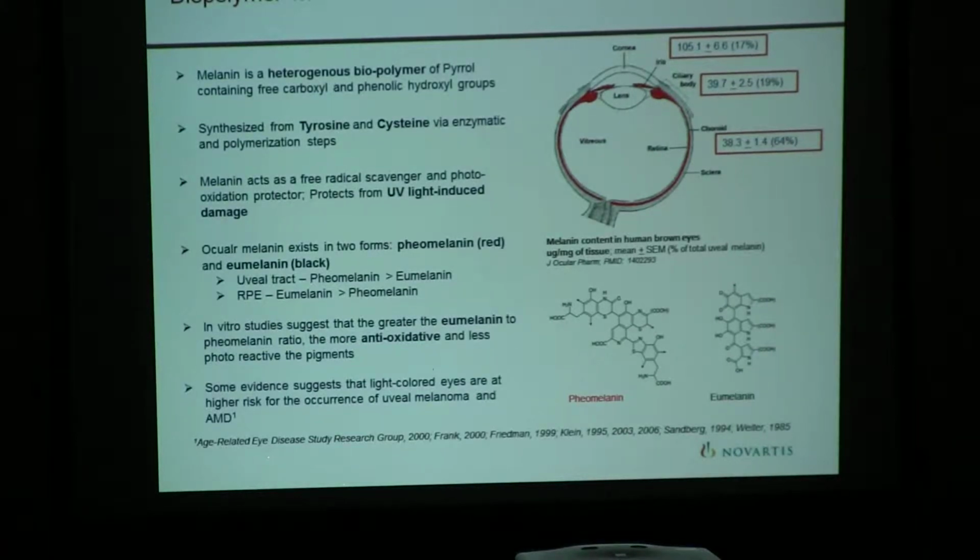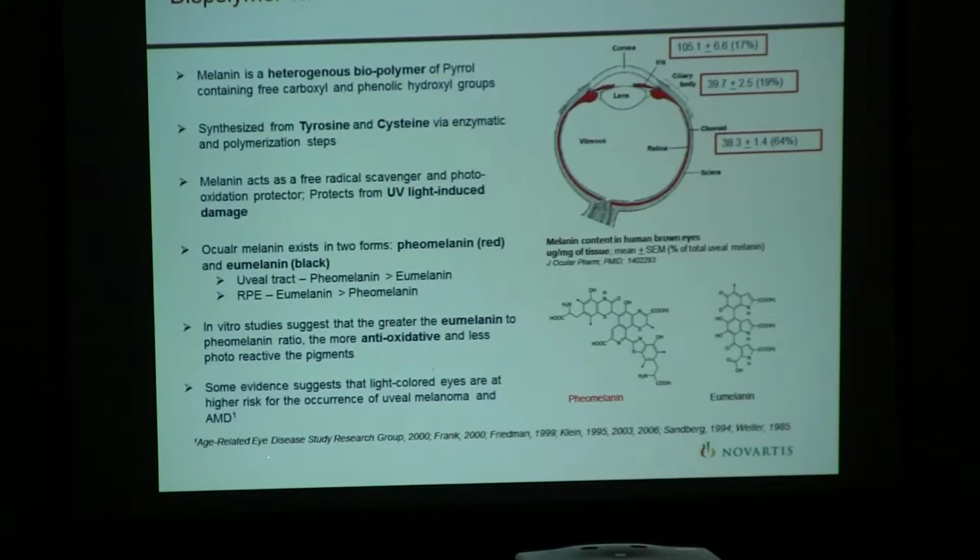Very briefly, melanin is present in various parts of the body, and I'm going to focus my talk on just ocular melanin. It is present in the front and back of the eye, and it's a heterogeneous biopolymer. Basically, it has a pyrrole ring, free carboxyl groups and phenolic hydroxyl groups, synthesized from L-DOPA, tyrosine, and cysteine through enzymatic processes and then various polymerization steps.